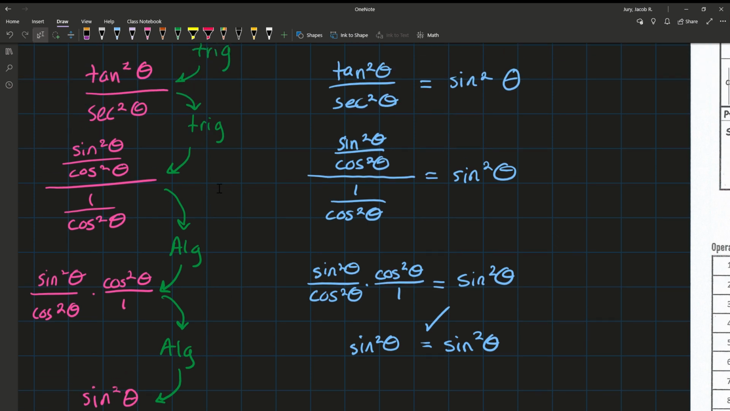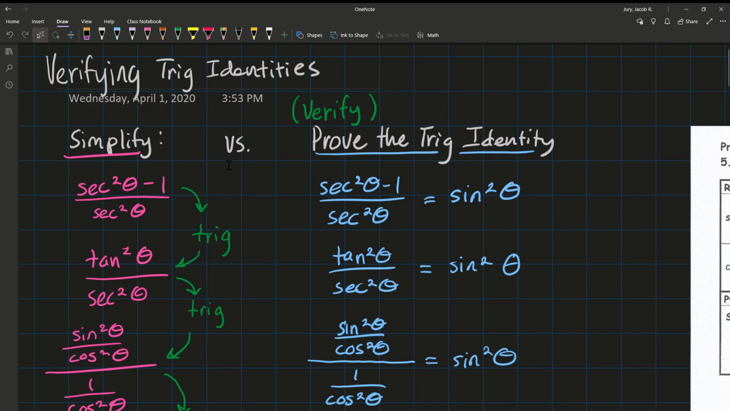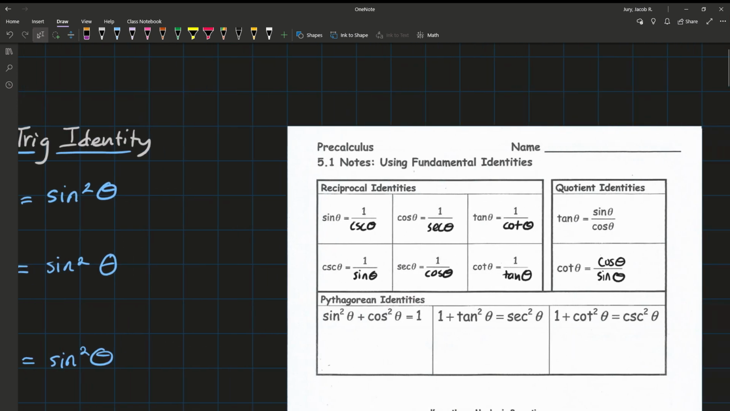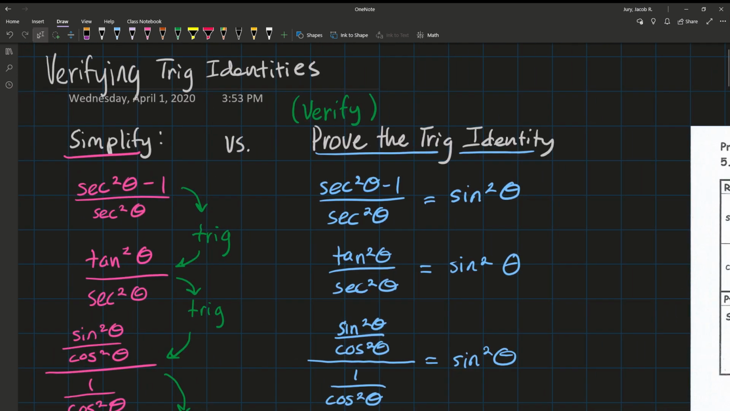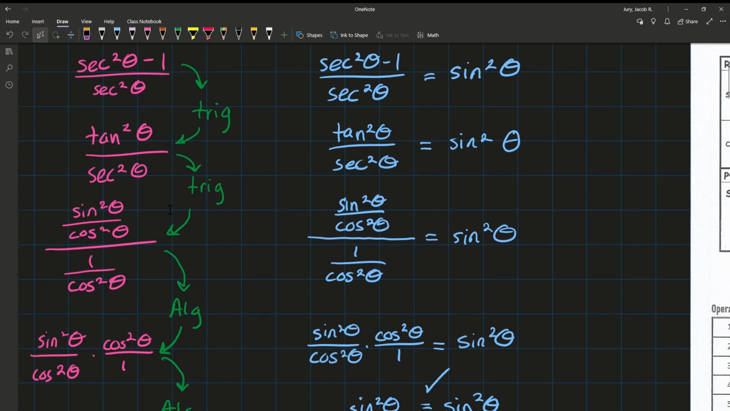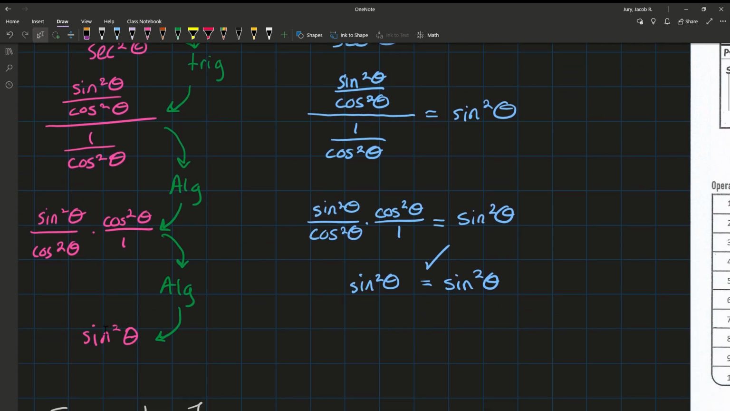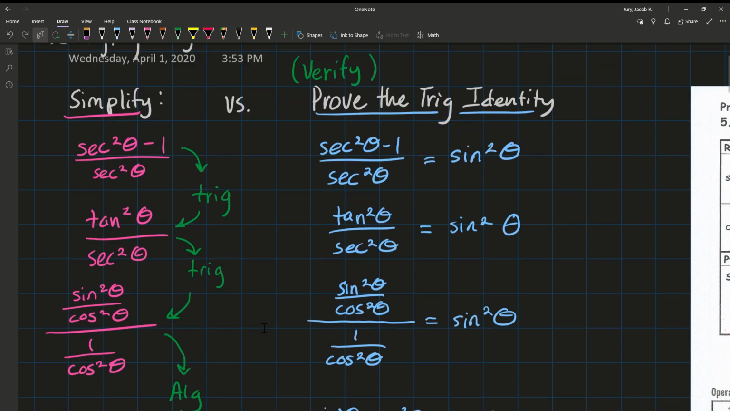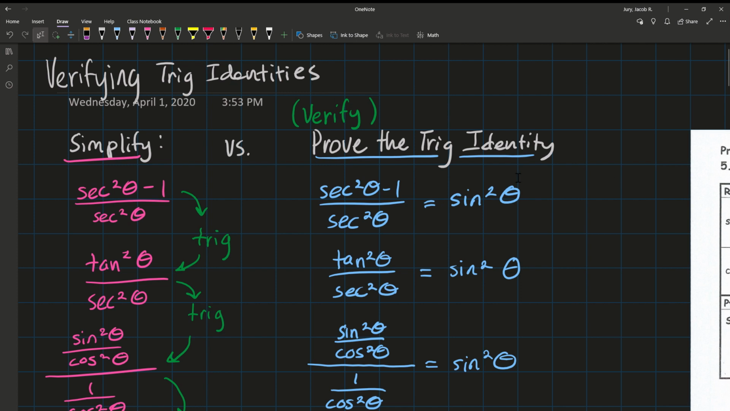And I'm using all of what I know from the fundamental identities that we had before in our notes. So that process was a little bit strange because you were just sort of expected to know that, oh yeah, sine squared theta is the least complicated I can get it. Whereas if we look at verifying or proving the trig identity, you actually have an end goal, which is given to you on the right side, which is why you're proving the identity. We know these are equal, but we want to show that this left side looks like sine squared theta.